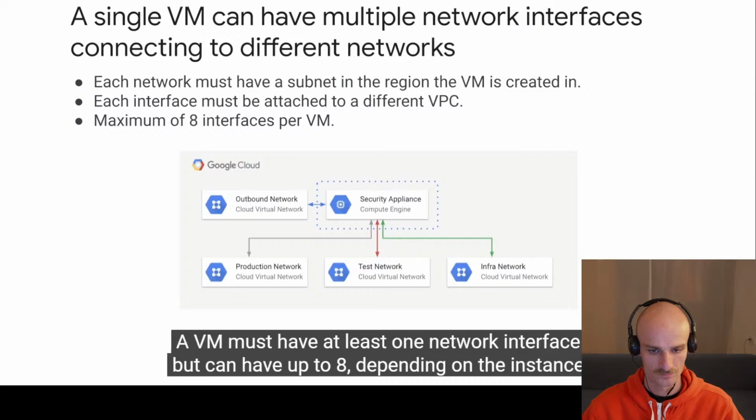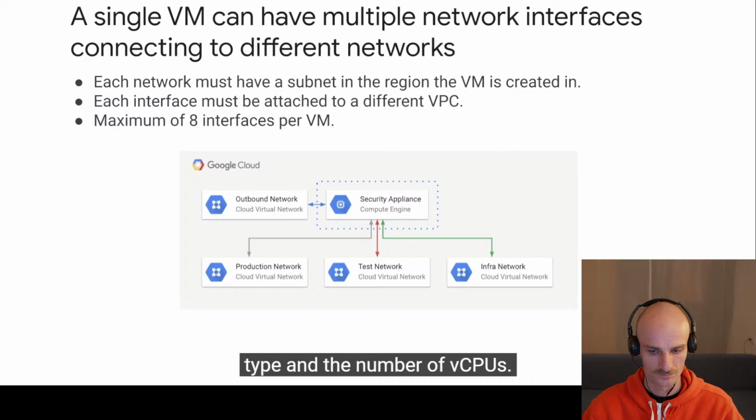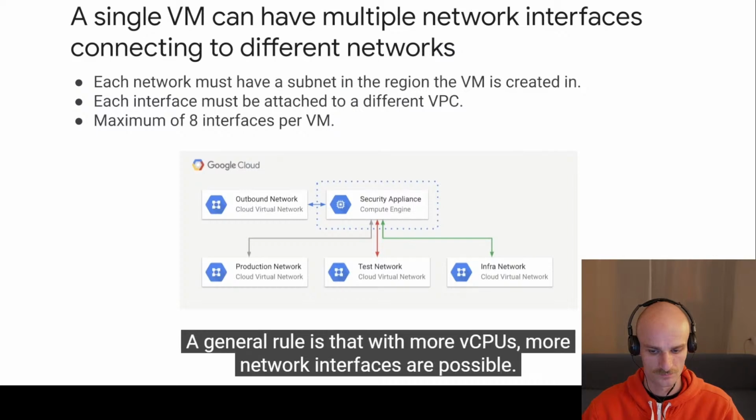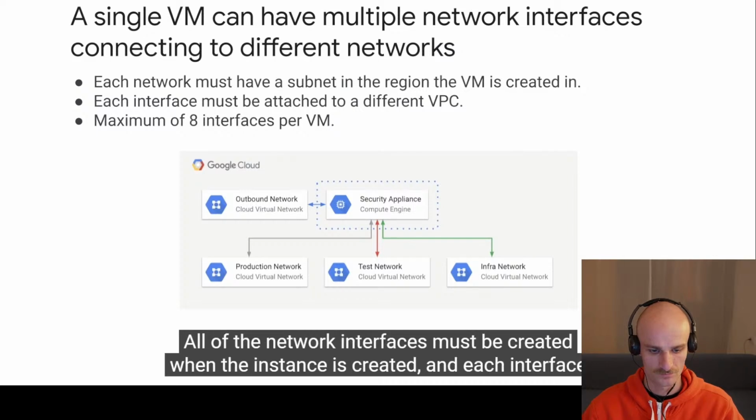A VM must have at least one network interface, but can have up to 8 depending on the instance type and the number of vCPUs. A general rule is that with more vCPUs, more network interfaces are possible. All of the network interfaces must be created when the instance is created, and each interface must be attached to a different network.